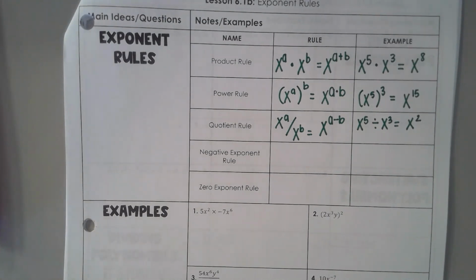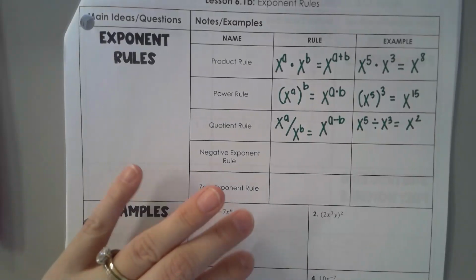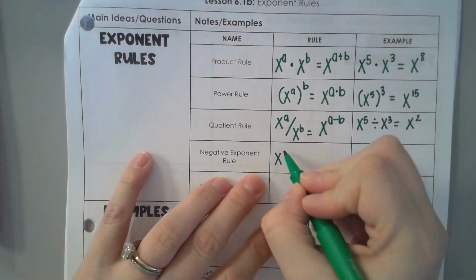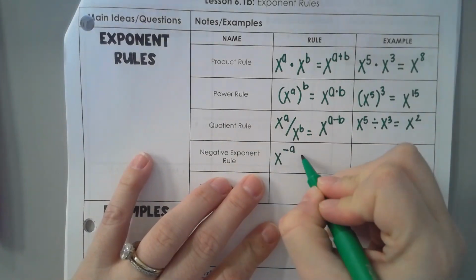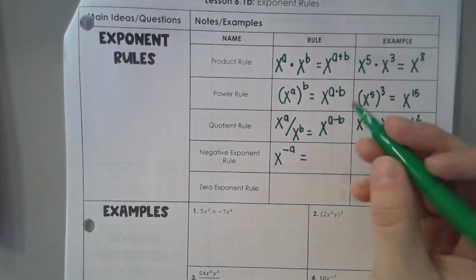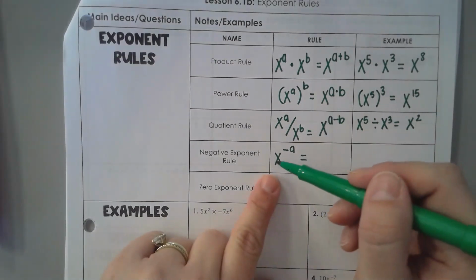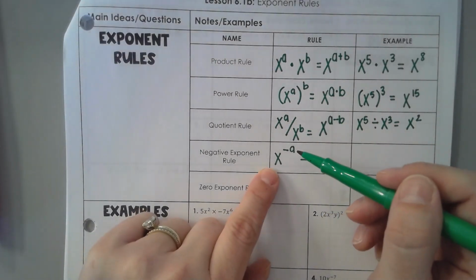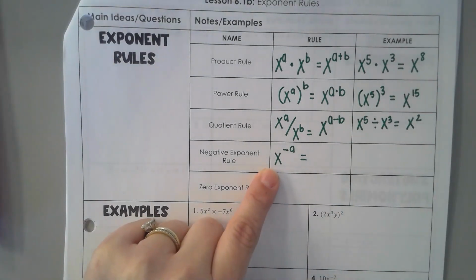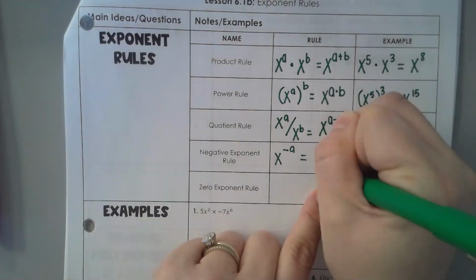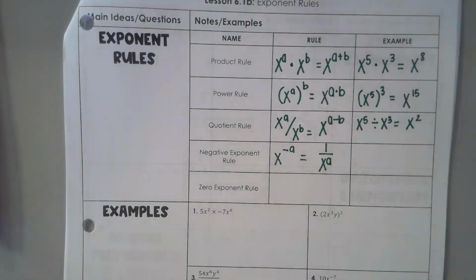Now here's some new ones that you may not be familiar with. If I have x to the negative a power, what we do is we take this x and put it on the bottom of a fraction, and that a becomes positive. So this is the same thing as having 1 over x to the a power.